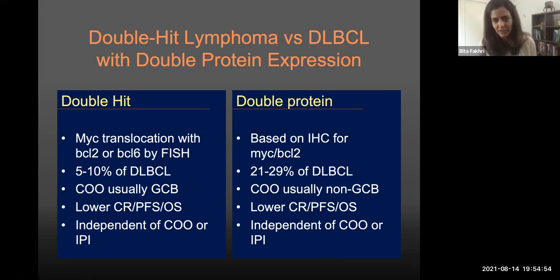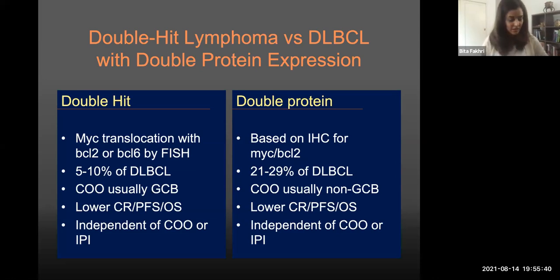Again, this is not a nomenclature that WHO uses. If all three of them are positive, they're going to be labeled as triple hit lymphoma. There are about 5 to 10% of diffuse large B-cell lymphomas. The cell of origin in double hit lymphoma is mostly germinal center B-cell type. And double hit lymphomas are associated with lower CR, PFS, and OS with our conventional treatments that we've been using for DLBCL, NOS, or not otherwise specified. And the outcomes are independent of cell of origin and IPI. So just having the double hit status is telling you that you have an uphill battle with this lymphoma. It's going to be challenging to get this lymphoma in remission.